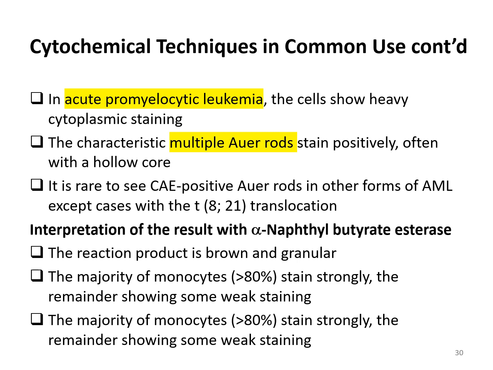Now the result with alpha-naphthyl butyrate esterase, the non-specific esterase. There is a brown product in the cytoplasm, also granular. You would notice that in all staining techniques, it can either be diffuse or granular. That is the only choice we have to describe the stains on the cytoplasm. The majority of the monocytes, more than 80%, stain strongly, and of course the remaining would be weak.